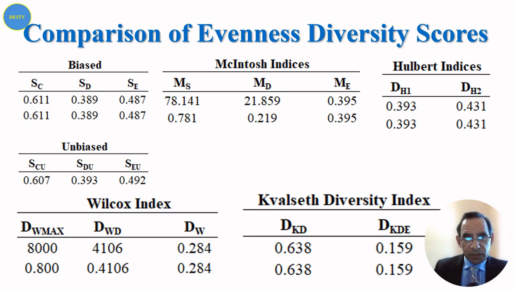Like in the previous episodes, I compared the index scores. In this case, I'm going to compare the Kvalseth diversity and standardized scores to the biased and unbiased Simpson scores, to the McIntosh scores, the Holbert and Wilcox scores. As I mentioned in the previous slides, the Simpson diversity score is 0.638, and that is significantly higher than the biased and unbiased Simpson scores of 0.393. The Kvalseth index diversity score of 0.638 is also higher than the Holbert index score, H1, which is 0.393.